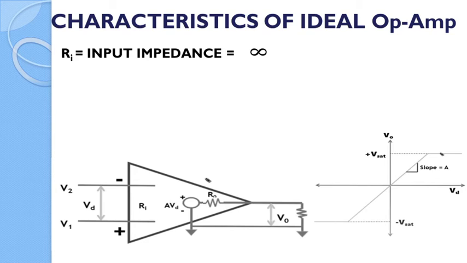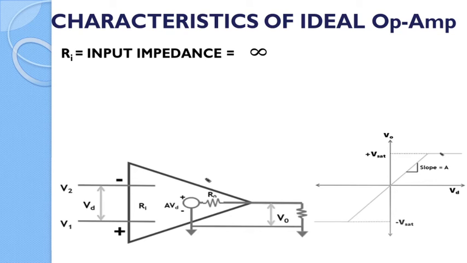Imagine there is no connection between these two input terminals. Since it is an open circuit, there is no current flow in the circuit. So I will repeat: if the input impedance is infinity, it is an open circuit and there is no current flow on the input side. This is the first characteristic.